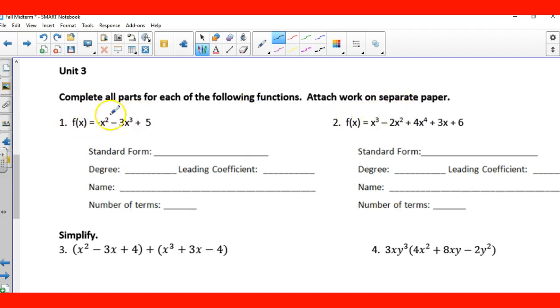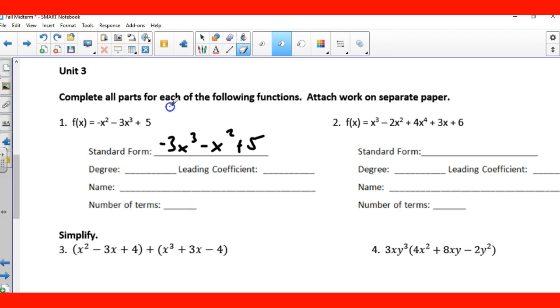Right here, we need to write this in standard form. Here's the function. Let's write it in standard form. Remember, you write it in descending order based off degrees. You got 2, you got 3, you got 0. So you have negative 3x cubed minus x squared plus 5.